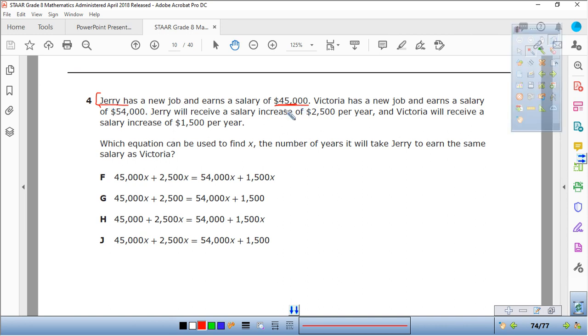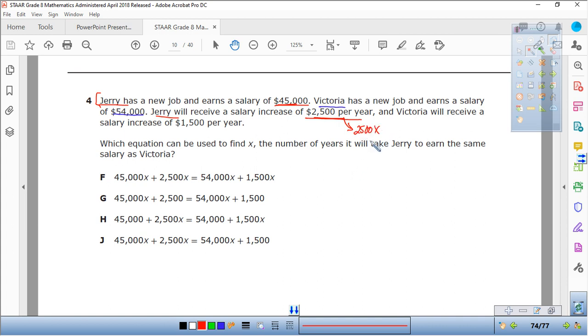Jerry in red, all right? Victoria, on the other hand, I'll do blue. Victoria, on the other hand, has a new job and earns a salary of 54,000. Okay. Jerry, we're going back to Jerry, does stuff and receives an increase per. Guys, this is your per. Looking at your answer choices, this is like what you multiply.